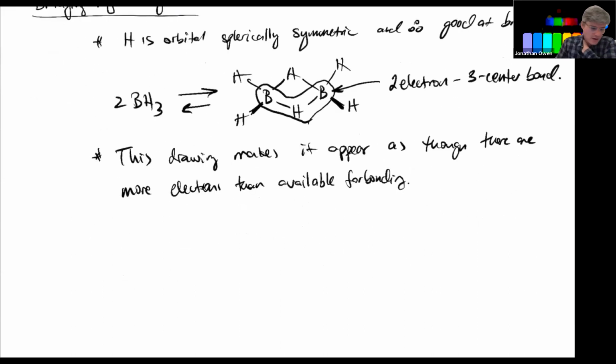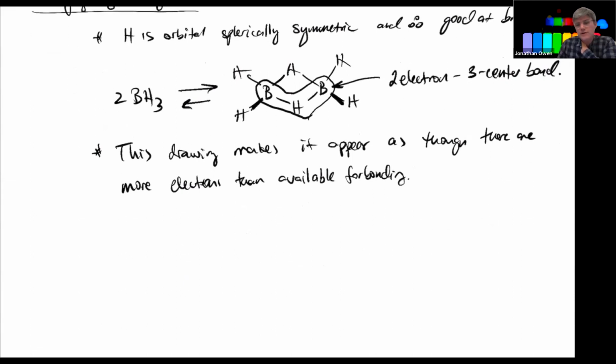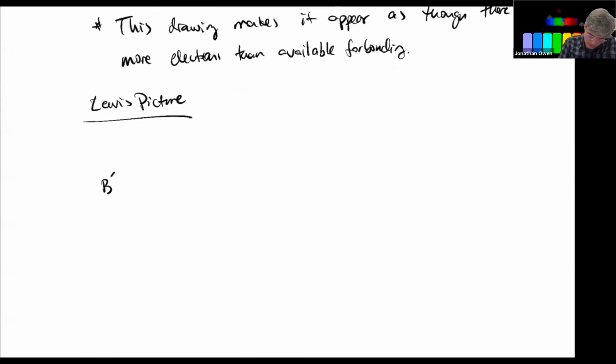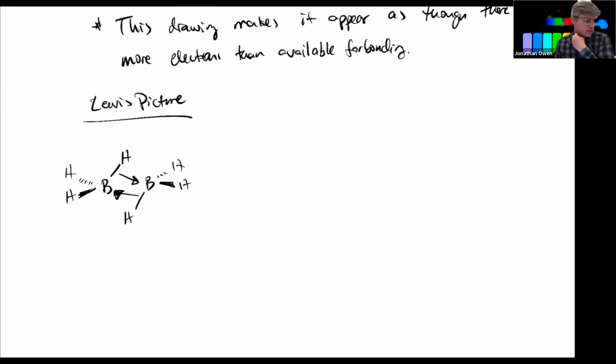Okay, so how do you think about this? Well, that hydride can be thought about as a 2-electron donor. You can think about the BH interaction, the BH bond, as being a 2-electron donor to the other boron. So let's take a look at what that looks like. So we have a Lewis picture. That looks a little bit like this. Where each BH bond coordinates to the empty orbital of the other boron.